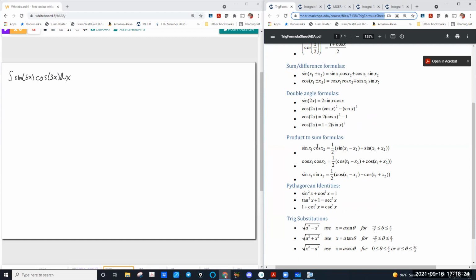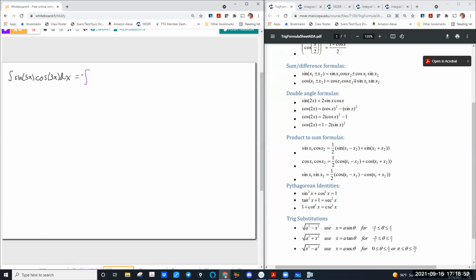But all right, notice the product to sum formulas. Notice we have sine and cosine with different arguments, or cosine and cosine with different arguments, or sine and sine with different arguments. So if you see a product of sine cosine, sine sine, or cosine cosine, where the arguments are different, you can use a product to sum formula to make it easier. We're going to use the first one here. So let's see what that transforms this to.